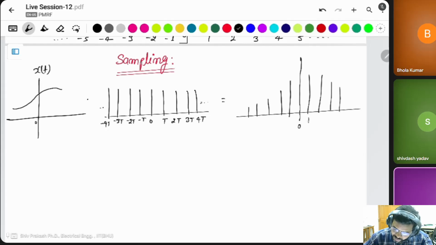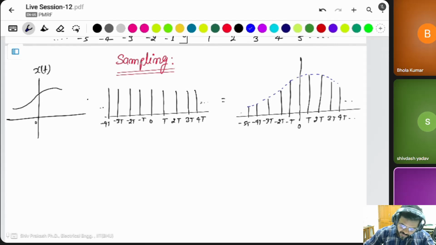So at 0, t, 2t, 3t, 4t, minus t, minus 2t, minus 3t, minus 4t, or 5t, like that. It means the sampled signal looks the same as the original signal, but only at the sampling instants. This is x(t).